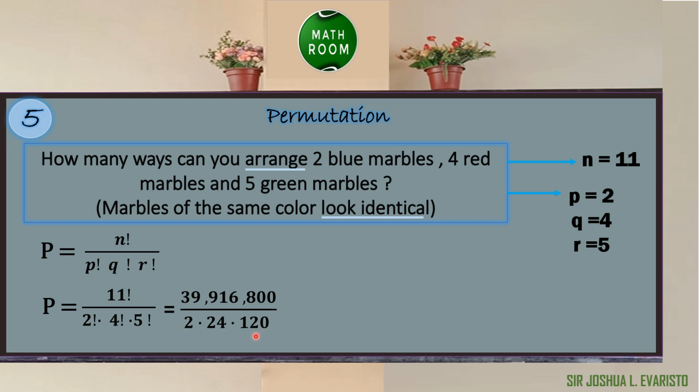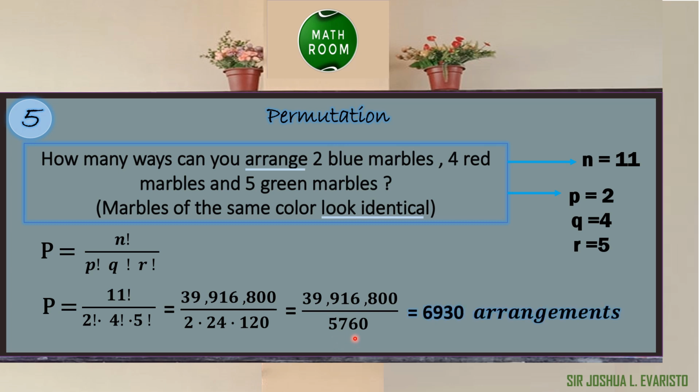Now, multiply the factors in the denominator. 2 times 24 times 120 is equal to 5,760. Last step, 39,916,800 divided by 5,760 is equal to 6,930 arrangements.